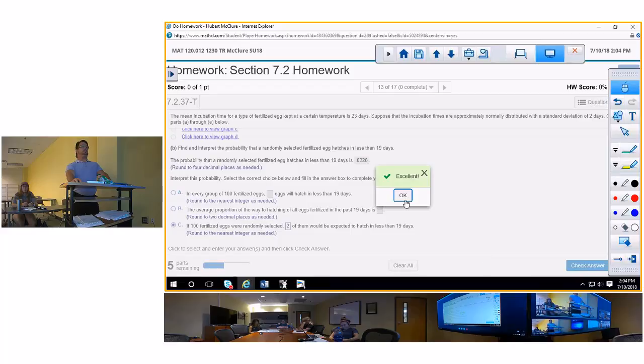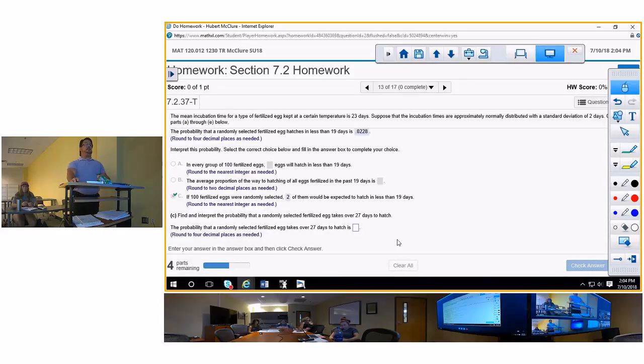And I don't have to put smokestacks on my truck. Next: find and interpret the probability that a randomly selected fertilized egg takes over 27 days to hatch. Draw a picture.